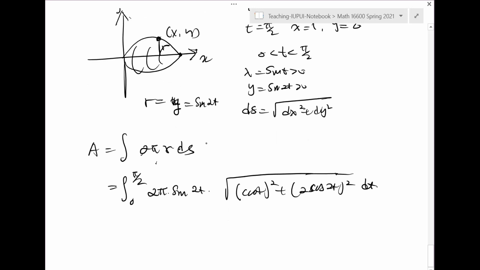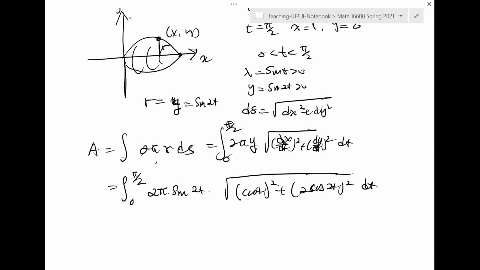Or you can simply write it like this: dx/dt squared plus dy/dt squared, and dt. That's the first step, and t is from 0 to pi over 2. Then you have to replace every term in terms of t. So y is cosine 2t. Yeah, this is how we set up an integral here.